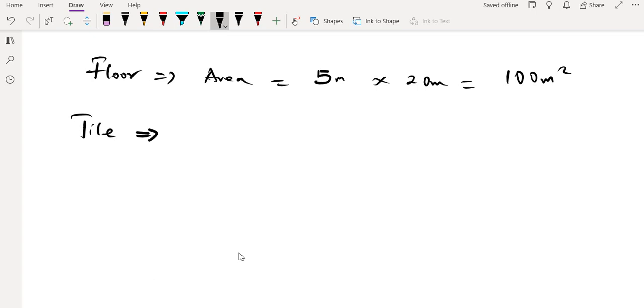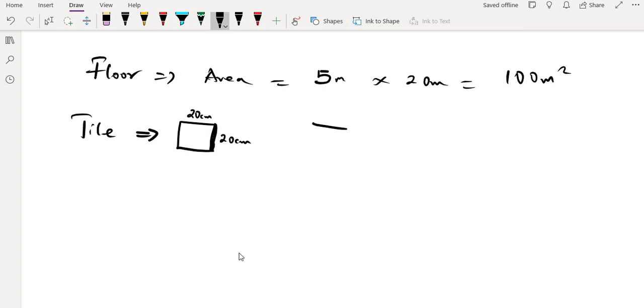We were told that the tile is a square tile, meaning that the length of the tile is the same as the breadth of the tile. Most tiles are square, not all though, but this one they told you is square. So if this side is 20, this side must be 20 cm. To get the area, it will be 20 times 20 because it's a square. But we need to convert it to meters so that it can match with these meters.